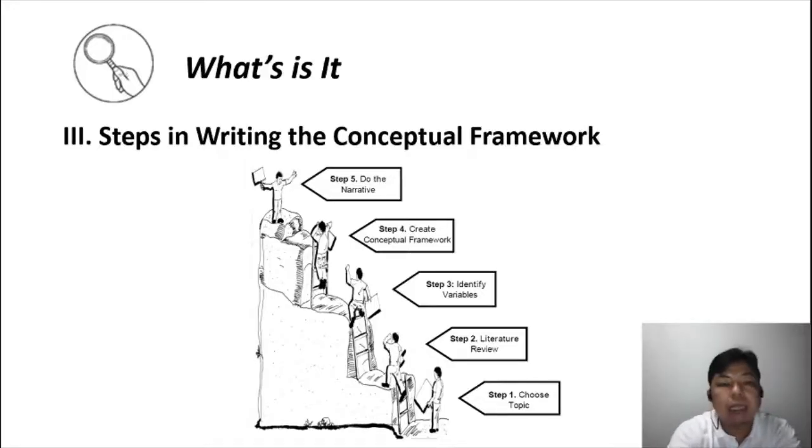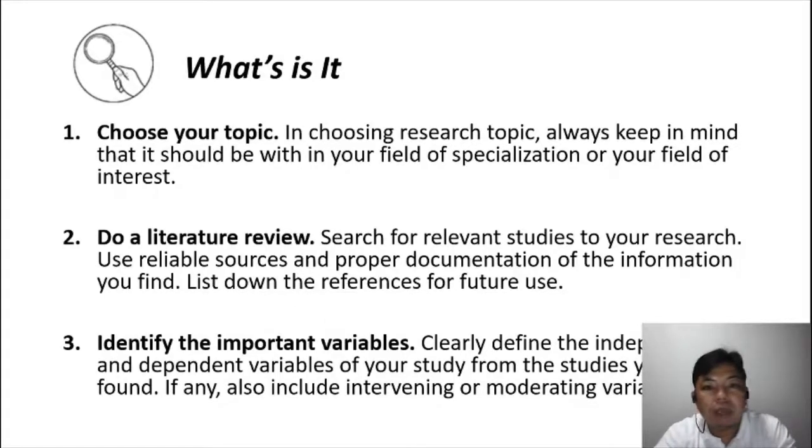So isa-isahin natin. Okay? So start with choose your topic. So ito, nagawa na natin to. Choose your topic. In choosing a research topic, always keep in mind that it should be within your field of specialization or your field of interest. So, nagawa na natin to before pa. Diba? So, before you start your research, diba, sabi ko nga sa inyo, you have to choose your topic. And take note that your topic should be within your field of specialization. So, kung STEM students ka, choose a topic na related sa STEM. Kung HUMSS students ka, choose a topic that is related to HUMSS kasi yun yung mga specialization nyo. Bakit? To make it easier for you to conduct the study.